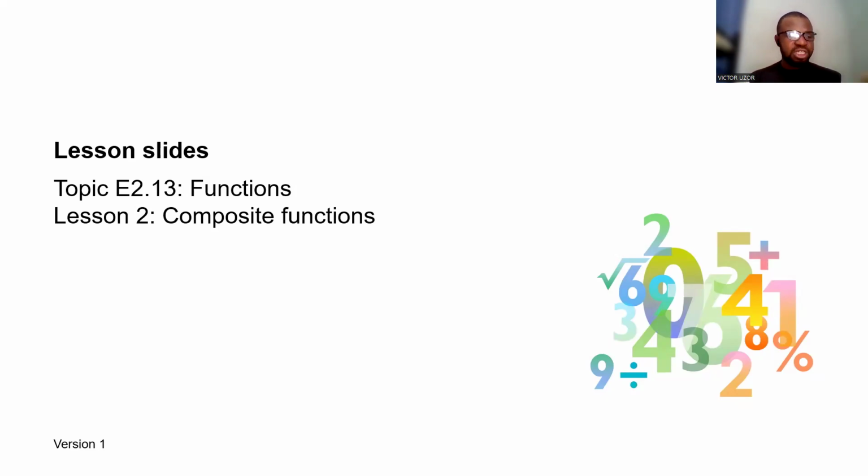So today I'm going to be looking at the composition of functions. The word composition means composed. You bring them together. You bring two functions together. Remember, I told you that a function is a relationship between x and y, where x is the independent and y is the dependent variable.